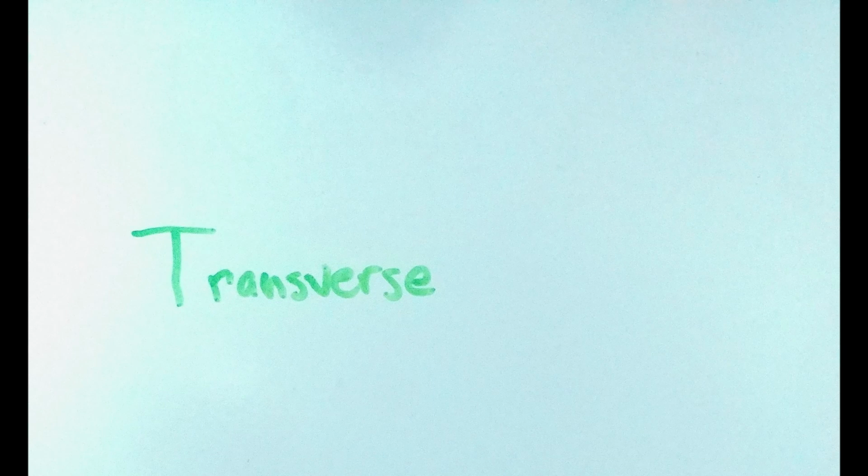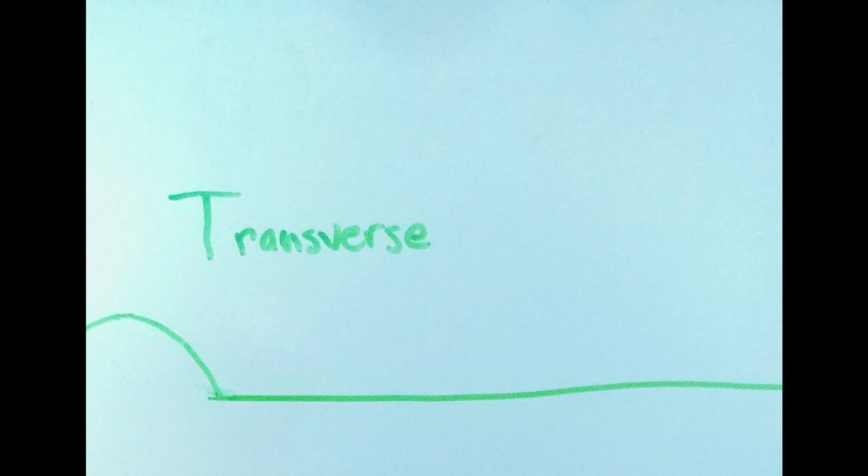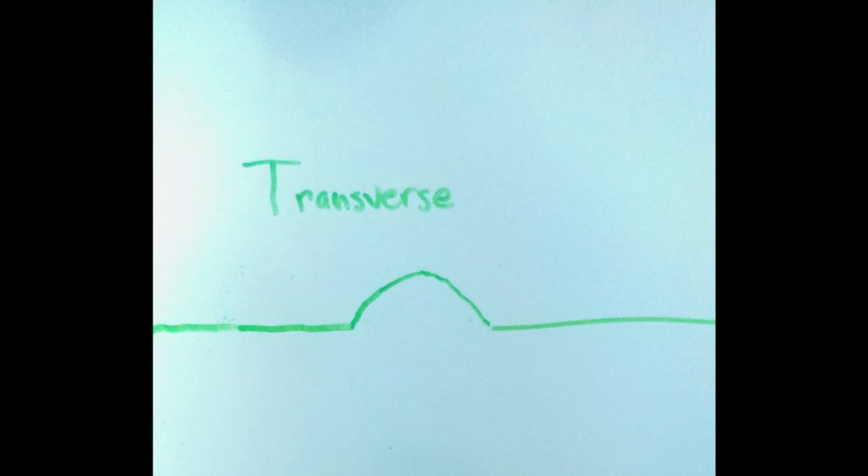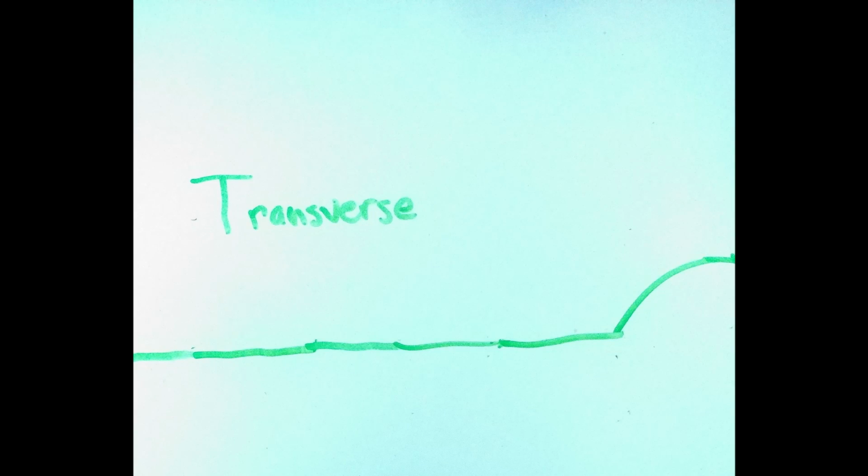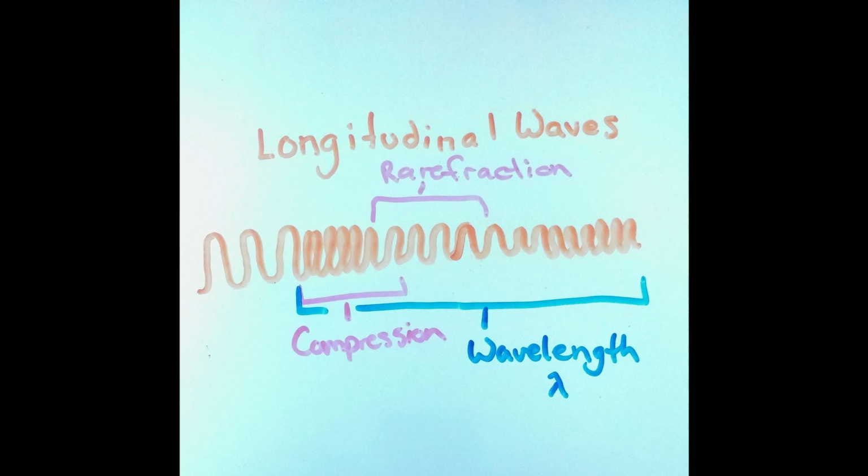A transverse wave is a wave that vibrates perpendicular to its axis. An example of this would be a wave on the surface of the ocean. A longitudinal vibration or wave is when the vibration is parallel to the axis. An example would be a spring bouncing up and down.